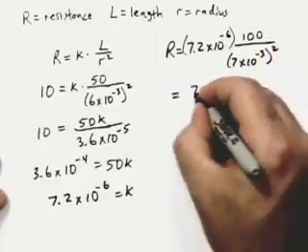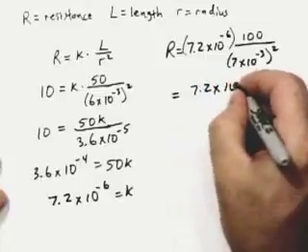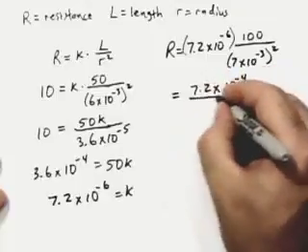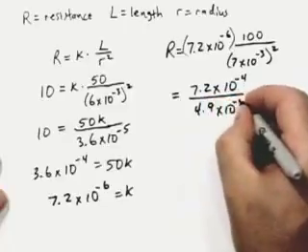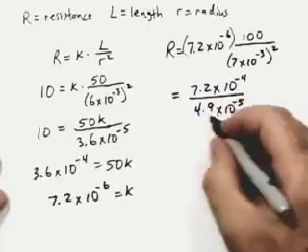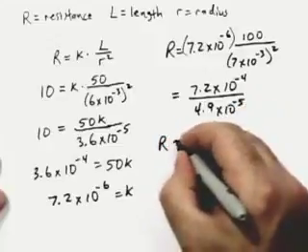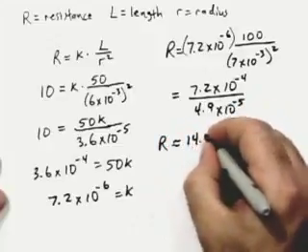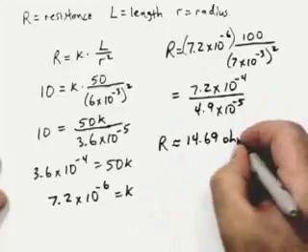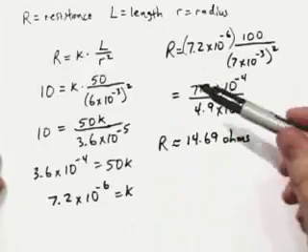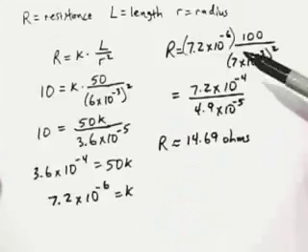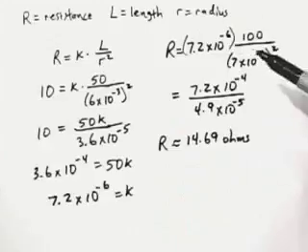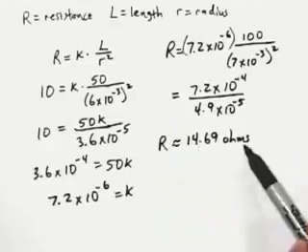This will give us 7.2 times 10 to the negative fourth divided by 4.9 times 10 to the negative fifth. If we work this out, we'll get that R is approximately 14.69 ohms. So the resistance, if we had 100 feet of the same wire but increased the radius to 7 times 10 to the negative third inch, would be roughly 14.69 ohms.